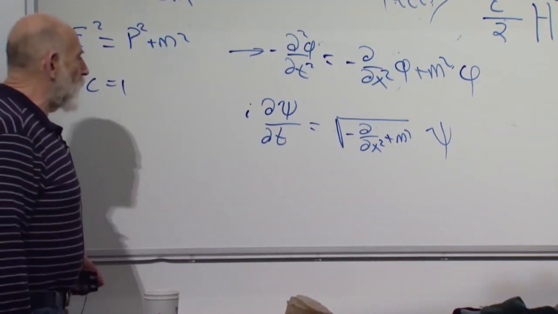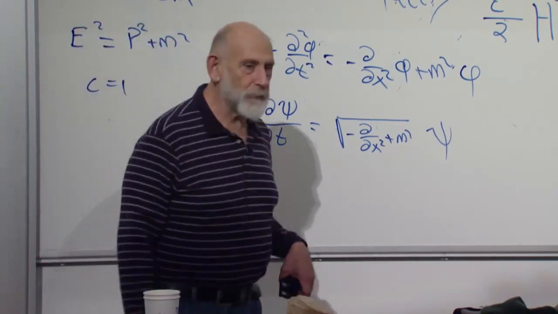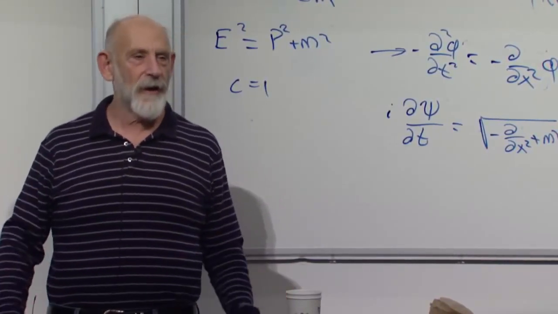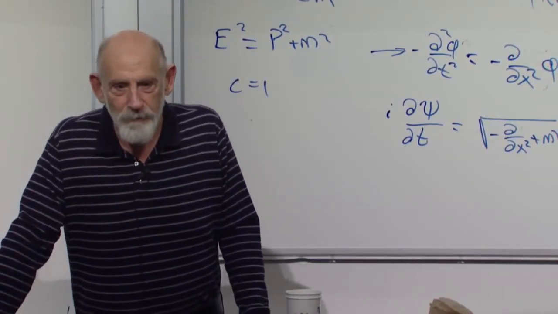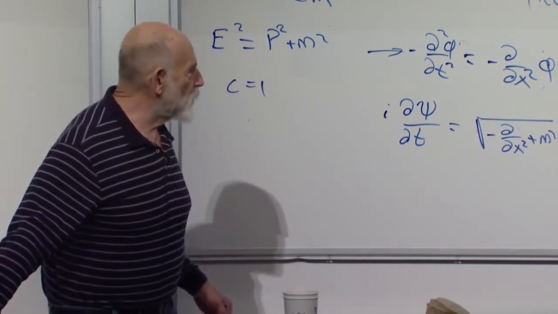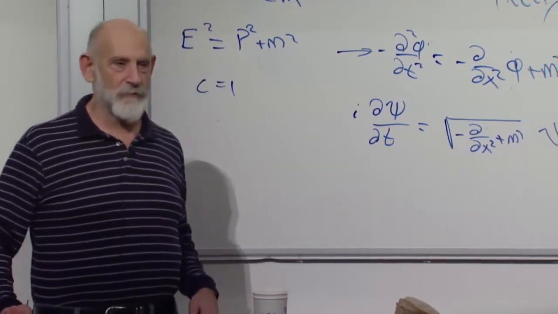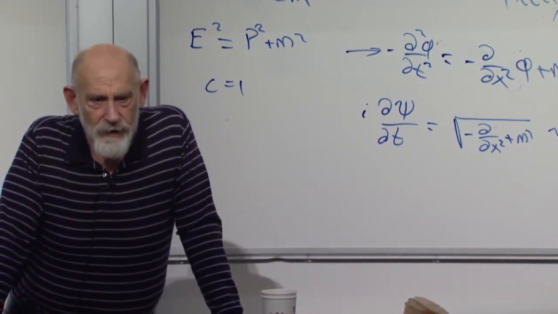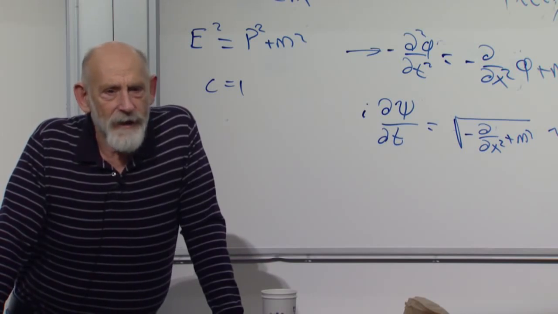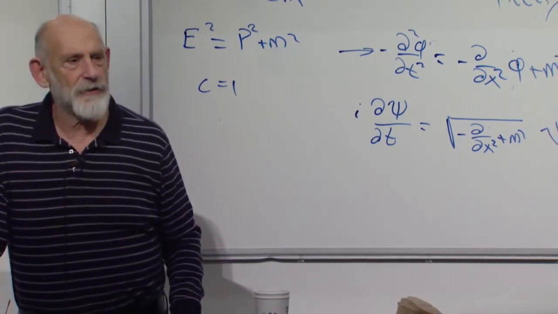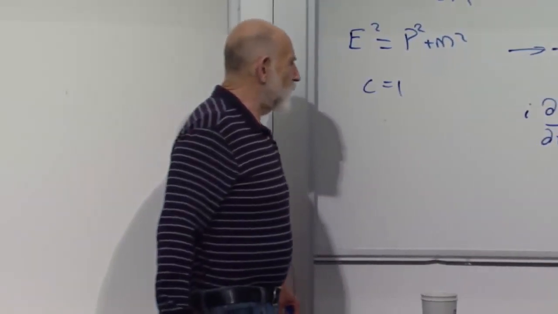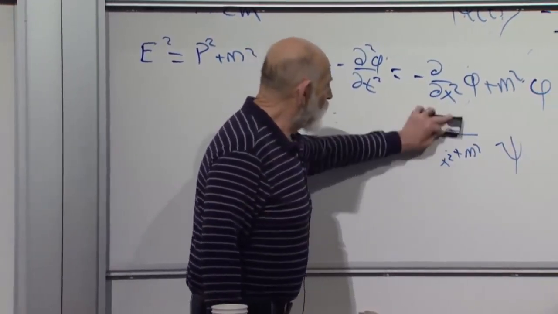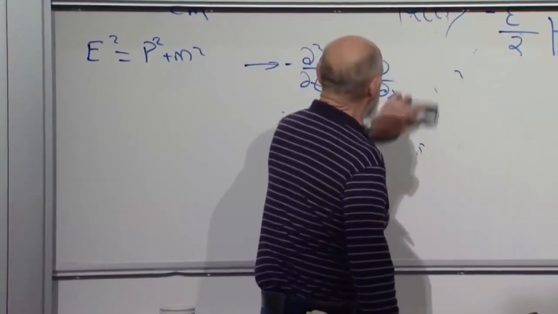What does the square root of d by dx squared plus m squared mean? It doesn't mean very much. Well, you can give it some technical meaning, but it's pretty horrible. The square root of a differential operator like this is not a nice thing. So I think that Dirac just backed away from it and said, I don't like that. I don't have a convincing case against it, but I'm going to start over again. I'm going to start from the beginning. And here's what he said. We'll do it in the one-dimensional case, and then we'll come back to.